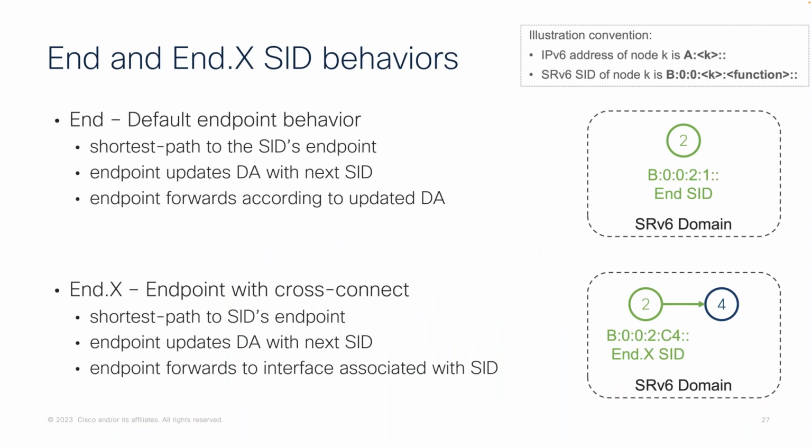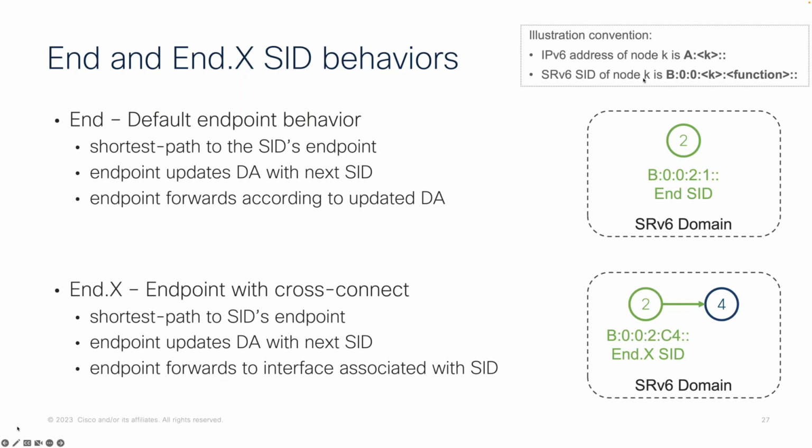And as Drew had mentioned, there's a whole set of different segment identifiers and behaviors that can be implemented within that SR domain. The two critical ones that I'm going to describe first are the End and End.X SID behaviors. But before I do that, there are some conventions I want to draw your attention to. The first one is that the IPv6 addresses are, in these examples, A:K, where K is a node number.